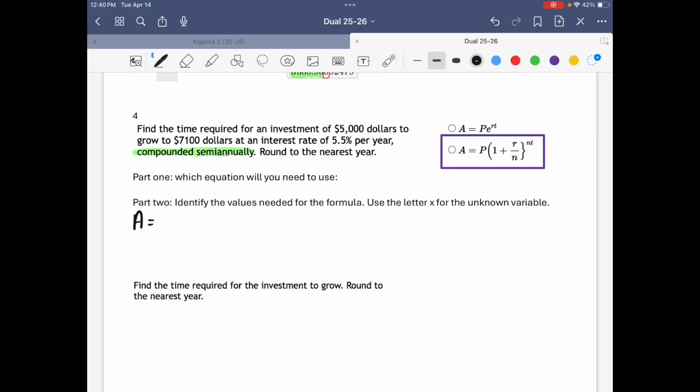Do we know how much money we're going to have in the bank after so many years? Yeah. We want the money to go from 5,000 to 7,100. So that's what A is. A is going to be how much money we're going to have in the future. That's 7,100. P is how much we're going to put into the account to start with. That'd be 5,000. R is interest rate, which is 5.5%, but get rid of the percent sign. That'd be 0.055.